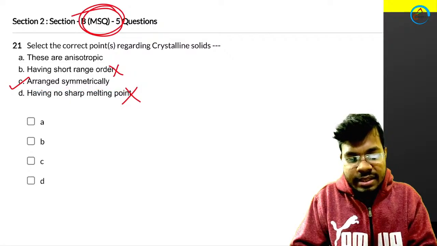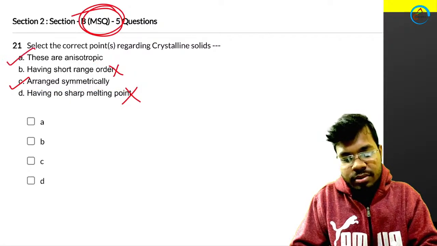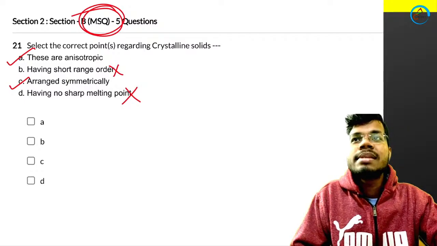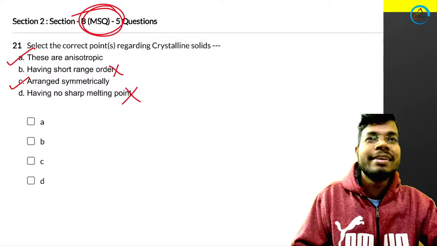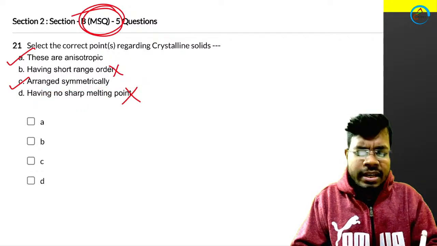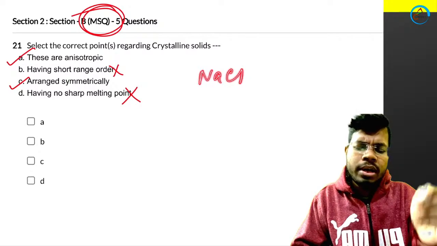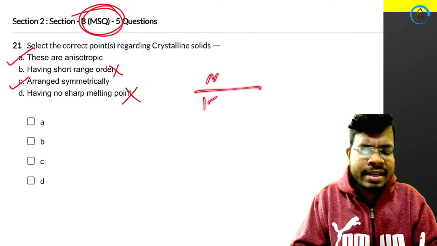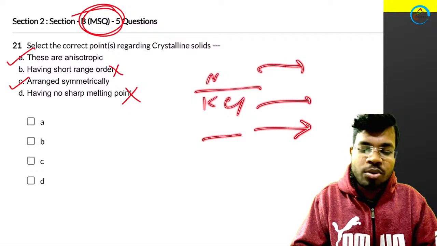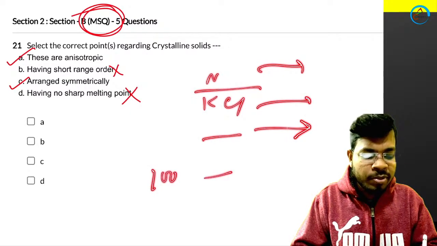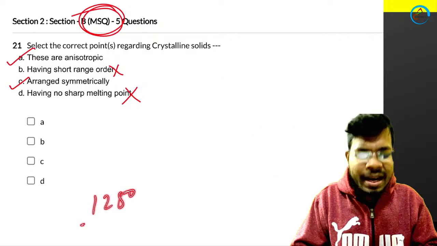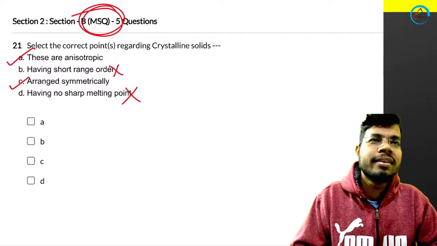And what about this? These are anisotropic. Yes, it is true. So in this way, option A and option C become correct only, not A, C, D. How can D be correct? It is a crystalline solid. You can just Google it: what is the melting point of NaCl, KCl, CsCl? You will get one value. You won't get a range between 1000 and 2000. You will get only a value like 1250.